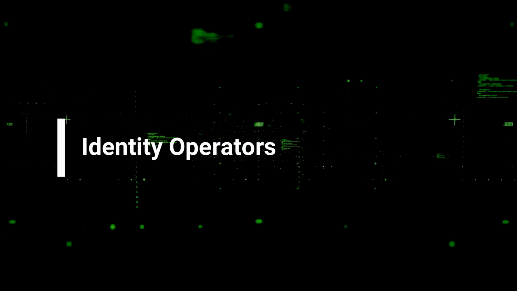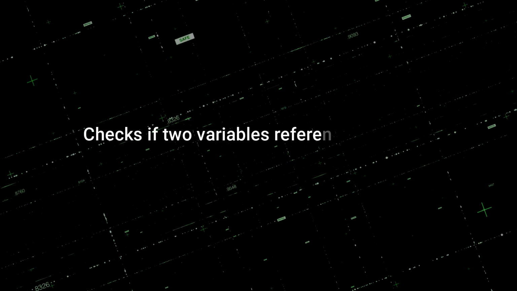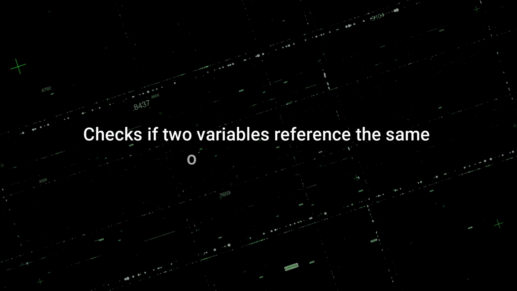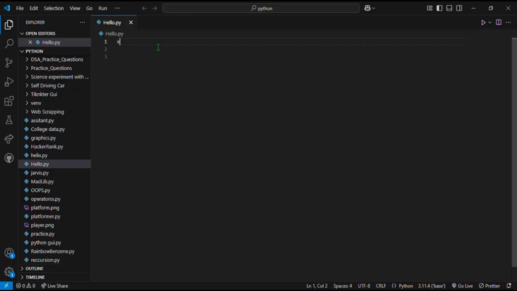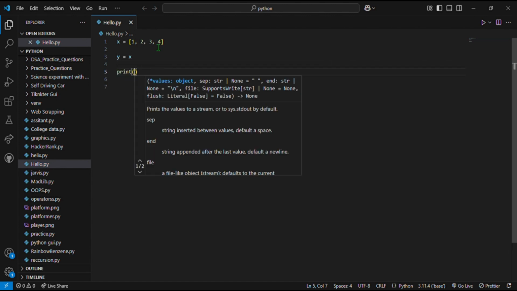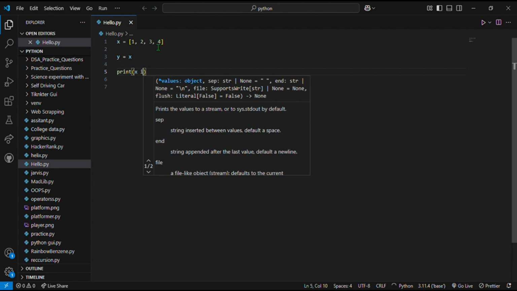Now the last one is the identity operator, and here we will use is or is not. This operator checks if two variables reference the same object in memory. So how can we do that? I have a variable x, and in this variable I have initialized a list. In the list I have the values 1 2 3, and now I assign the same value to another variable which is y. So I am writing y equals x.